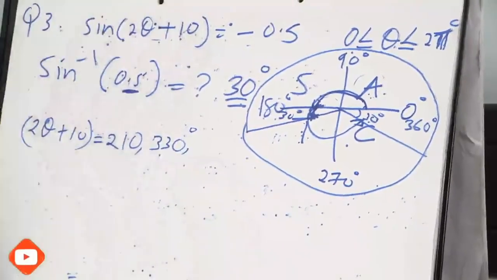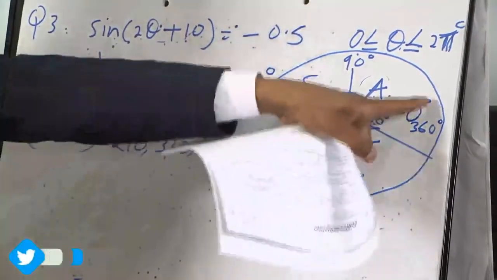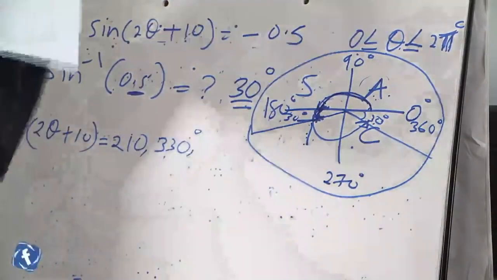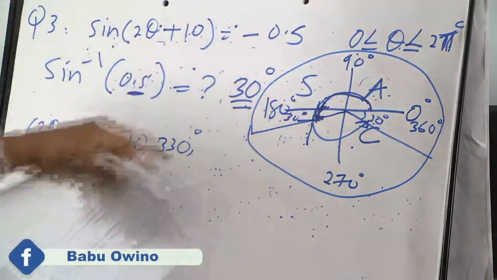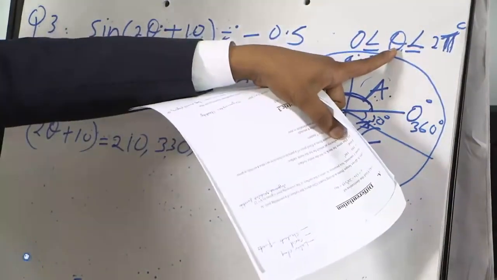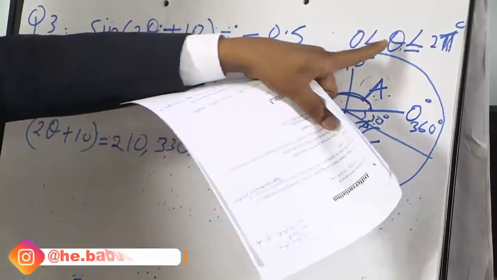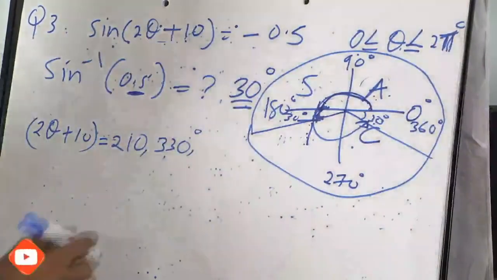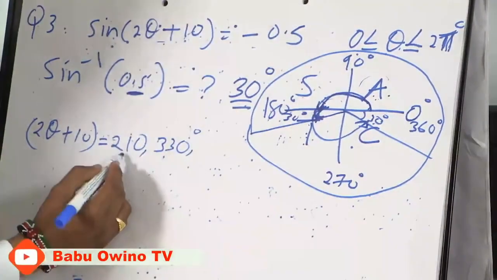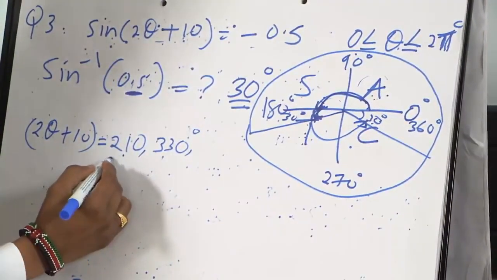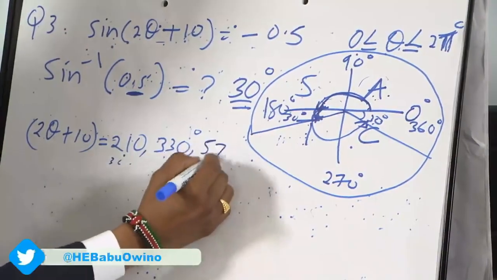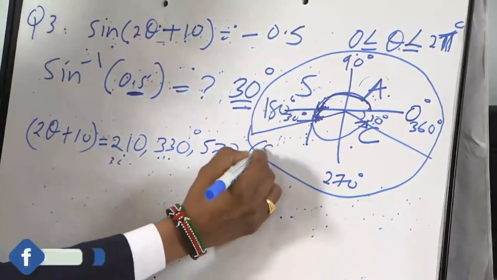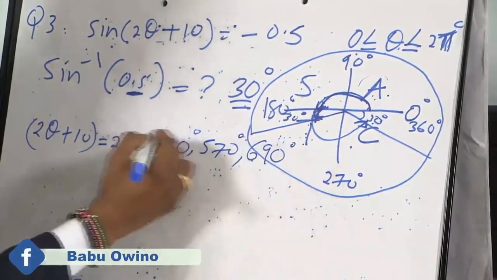degrees. Then something interesting, you make one complete rotation. Then you add to the available angles so that we get all the angles, because we've been told that our theta is greater than 0 but less than 2 pi radians. So when you take 360 and you add 210, you get 570, which is another angle. And then you add 360 here, you get 690, which is our other angle. These are in degrees.